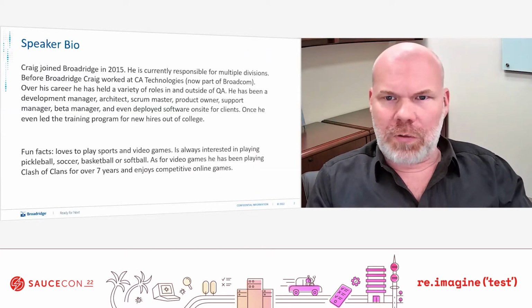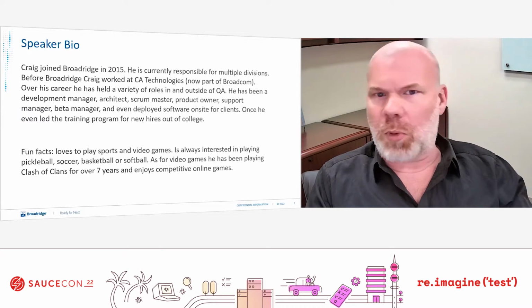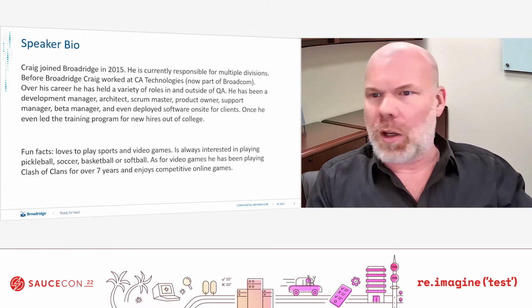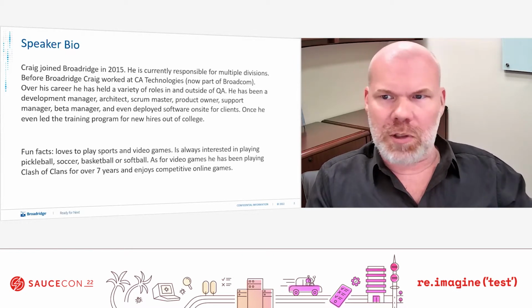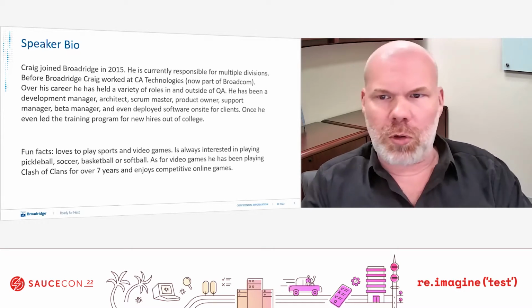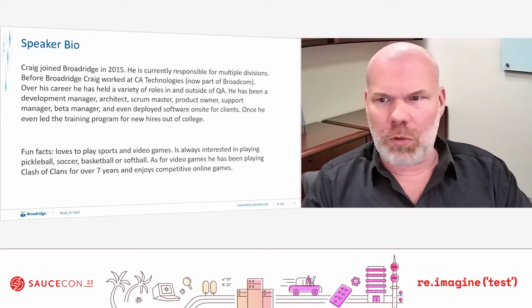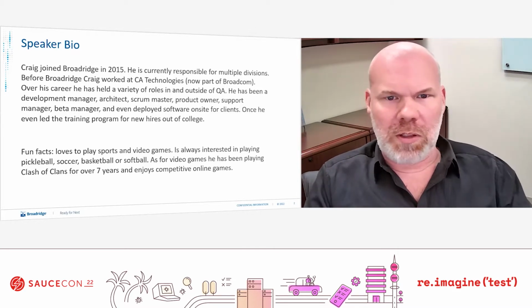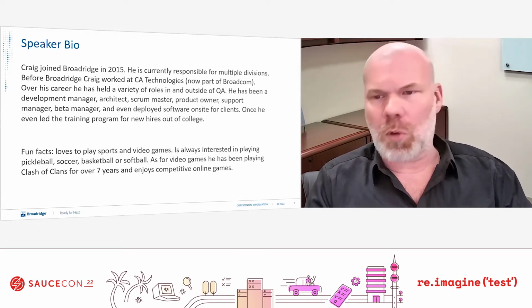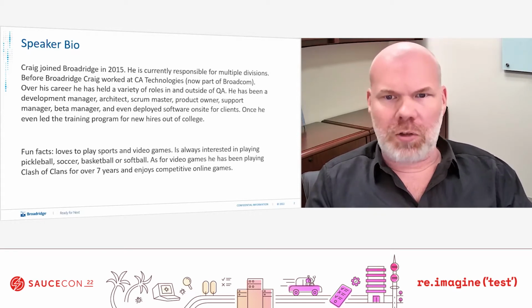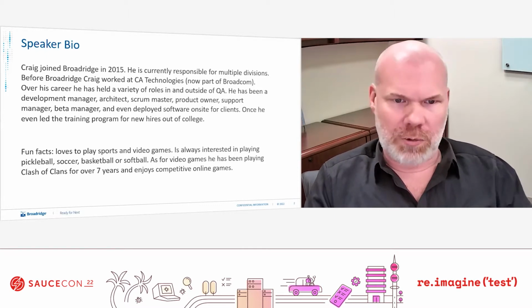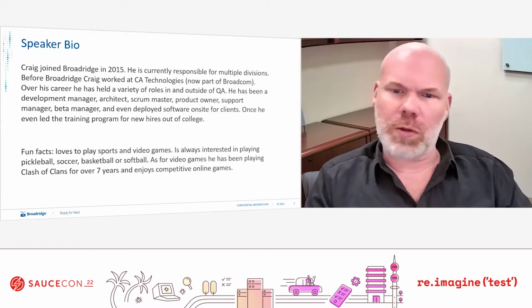Quick little bio of myself. I'm not going to read through it. It is on the website, but I've been at Broadridge for the past 7 years. I'm responsible for a few different divisions here. I did come from CA Technologies, which is now part of Broadcom. The majority of my career has been inside of QA, but I have had a number of other roles in there, just around development management, architect, a few other pieces. I worked with a lot of clients on site, remotely, and did a lot of different training programs and worked across, in my mind, a spectrum of roles within the IT organizations. A few fun facts: love sports and video games.